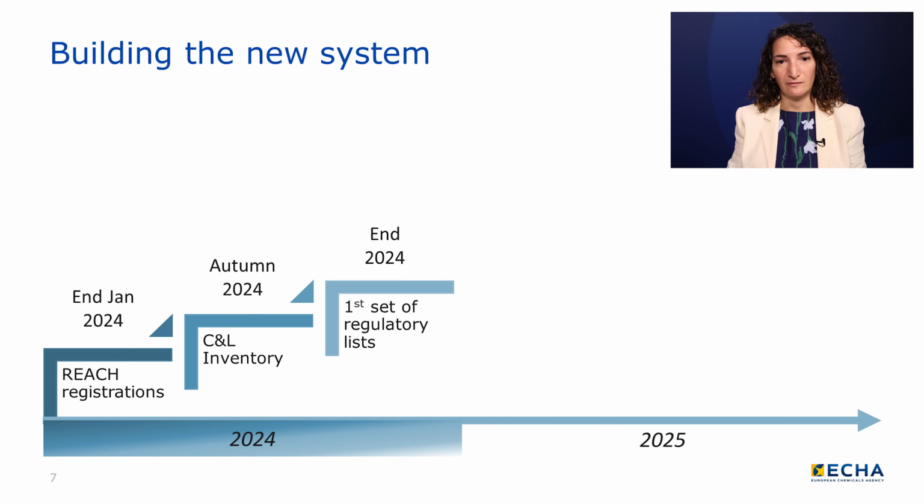In the first version of ECHA's new data availability system, we will focus on making available the data from rich registrations. This is foreseen to happen at the end of January 2024. A second milestone will be the release of the revised classification and labeling inventory in autumn 2024. Finally, toward the end of 2024, the first set of regulatory lists will be available in the new system.